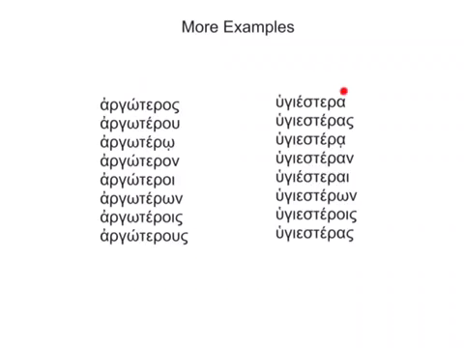Over here we have hugiestera, hugiesteras, and so on. This comes from the adjective hugiēs, meaning healthy. Hugiēs, much like alēthēs and pseudēs, is an epsilon sigma stem adjective. In other words, the stem ends with epsilon sigma. So here, your stem ends with epsilon sigma, hugies, and then you attach ter, no omicron, and then your endings. So we get hugiestera, hugiesteras, hugiestera, hugiesteran, hugiesterai, hugiesterōn, hugiesterais, hugiesteras.